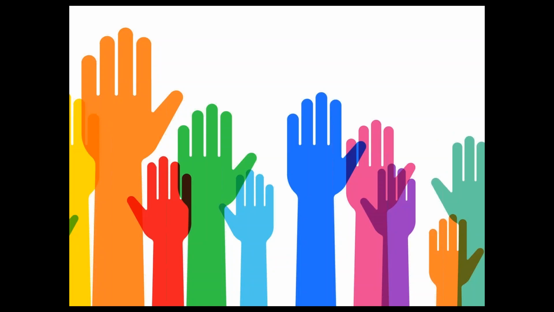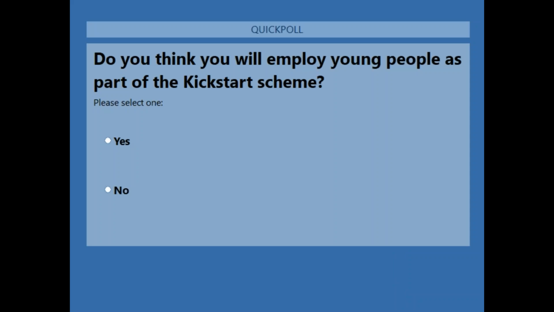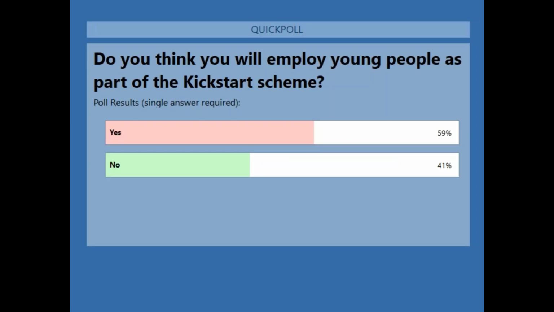Okay, and if I hide that one, I think it's one final one in this section. I'll launch that one. So that's, do you think you will employ young people as part of the Kickstart scheme? Everybody's voted now, so I'll close that one and share those results. They're slightly different, but 59% of you do think you will take advantage of the Kickstart scheme. We're still coming to terms with all of the ins and outs of that one, so that's interesting.